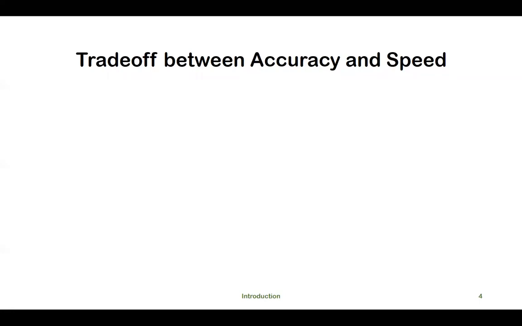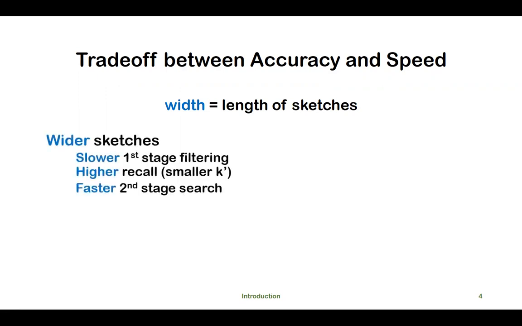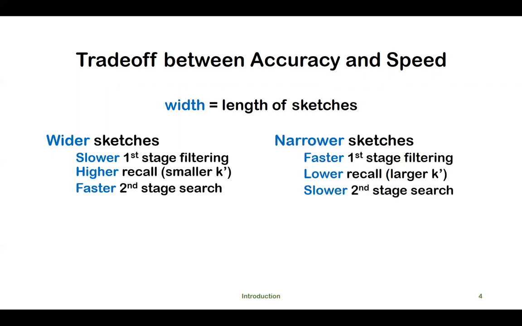Search with sketches has a trade-off between accuracy and speed. The length of the sketch, that is, the number of bits, is called the width. If wide sketches are used, filtering will be slower, but accuracy, that is the recall rate, will be higher. And the number of solution candidates k' can be reduced, so the second stage search will be faster. Conversely, with narrow sketches, filtering is fast but inaccurate, and second stage search is slow.